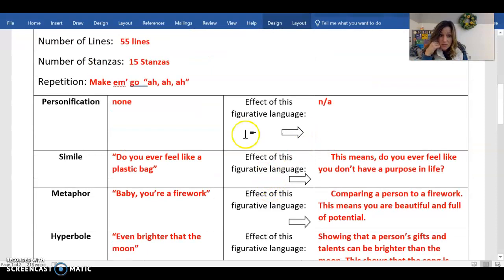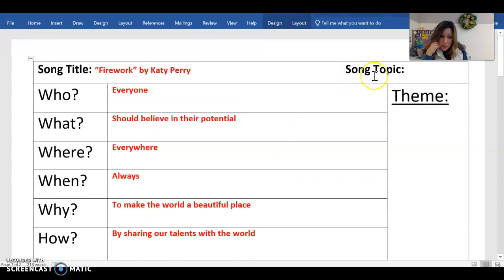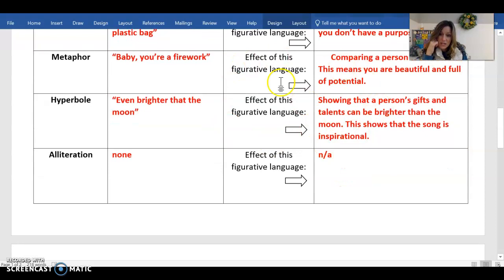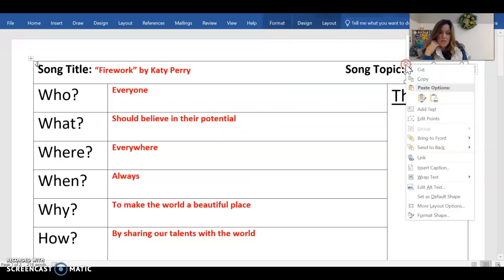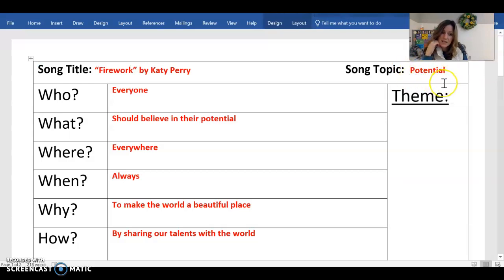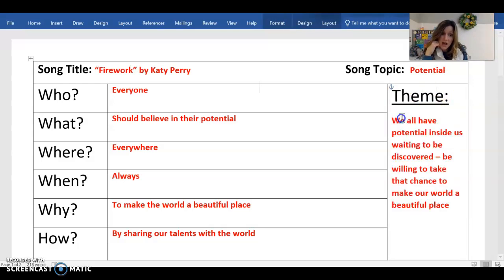And you're going to wait until you fill out all of the figurative language until you come up here to the topic, because that really is going to help you to understand what is the topic of this song or poem. And for this specific song, I said it's potential. All right. Do fireworks have potential? Yeah, they do. Do we have potential? Absolutely. And then I said that the theme is we all have potential inside us waiting to be discovered. Be willing to take that chance to make our world a beautiful place. Okay, and that fits the whole metaphor of comparing someone to a firework, okay?